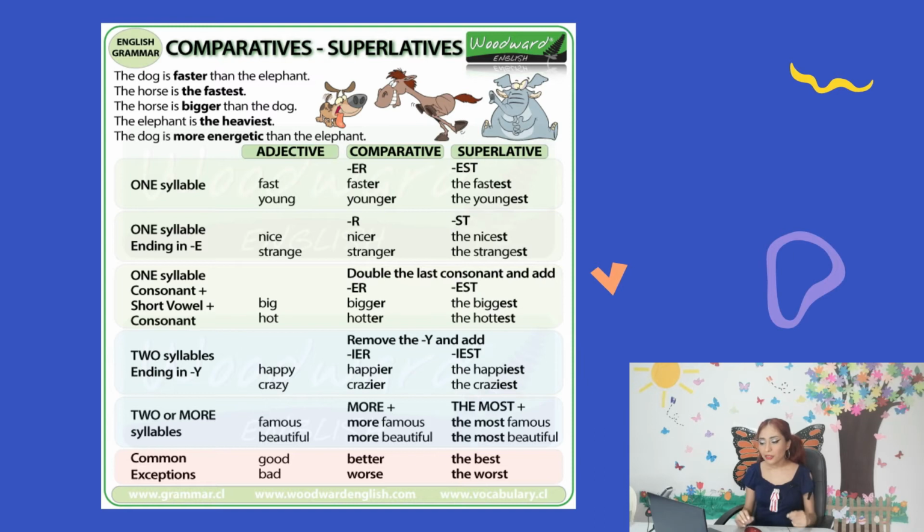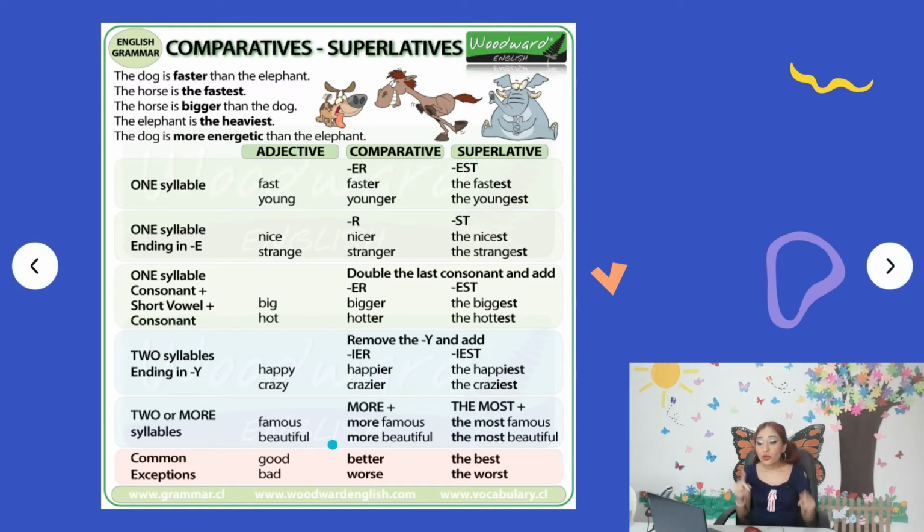So the next category says 2 syllables ending in Y, like happy, crazy. We can also say funny, etc. So you need to remove that Y and add this. Happier, crazier in comparative. But in superlative, it will be almost the same. Now you just need to say the happiest or the craziest with I, okay? Not with Y, just with I, if it makes sense.